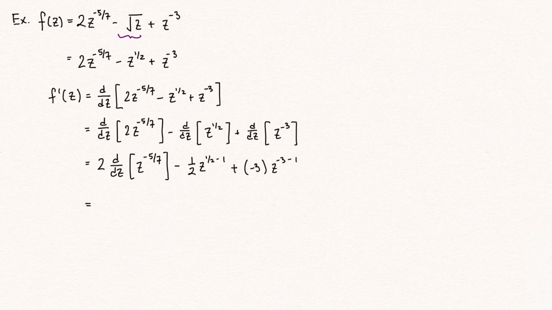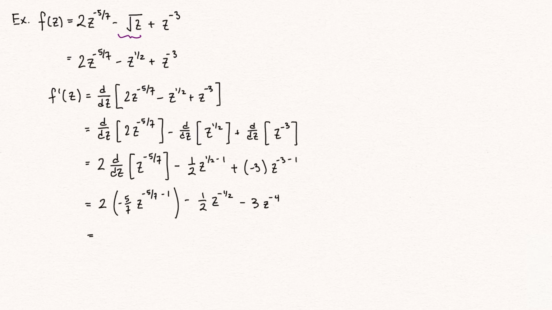Now, let's apply the power rule again to our first term. So we get 2 times negative 5 over 7 times z to the negative 5 over 7 minus 1. Our second term is going to be minus 1/2 times z to the negative 1/2. And our third term will be minus 3 times z to the negative 4th.